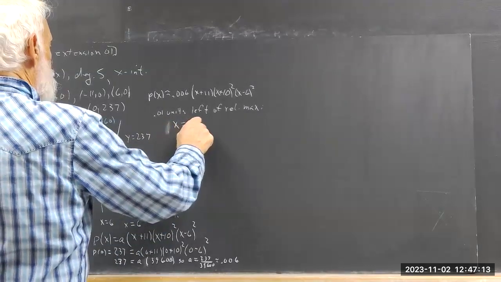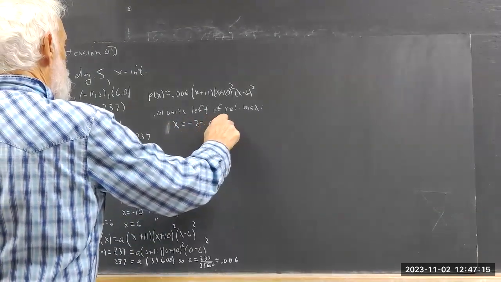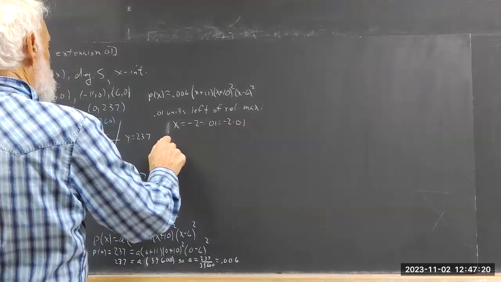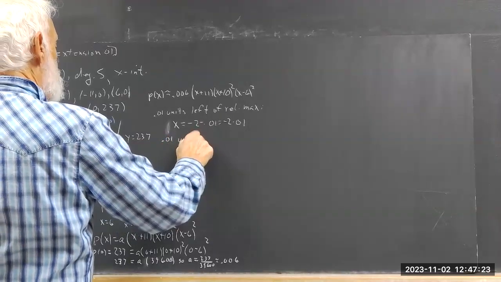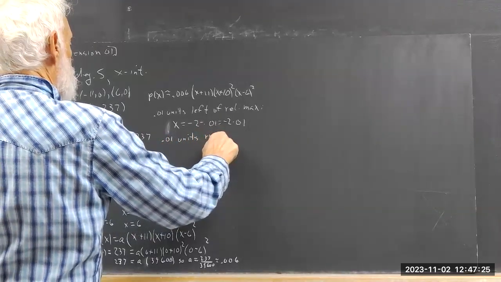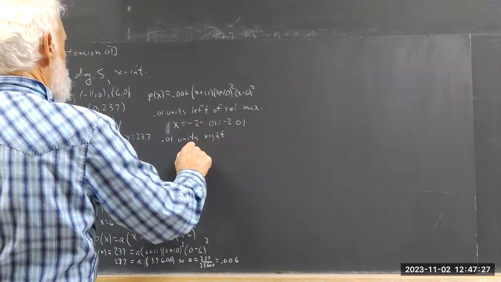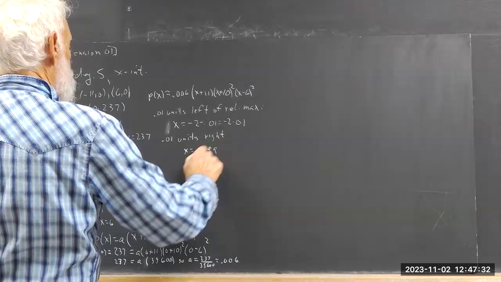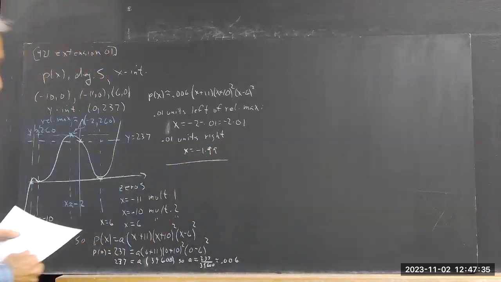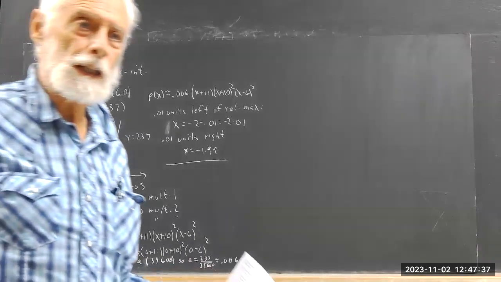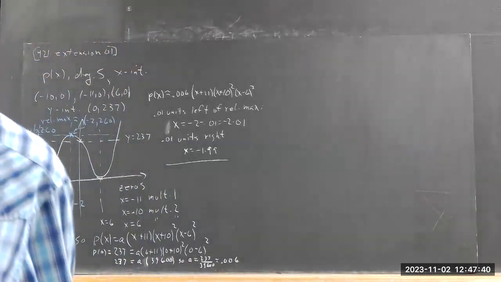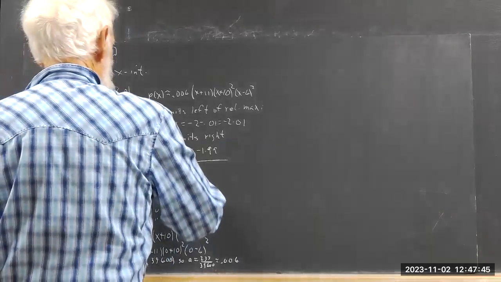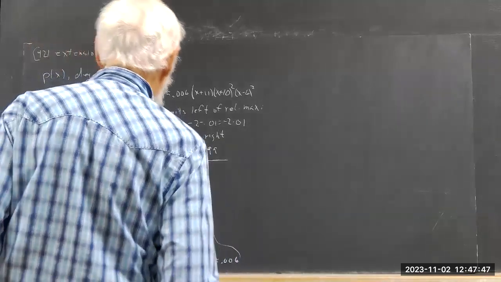X would equal -2 minus 0.01 equals -2.01. 0.01 units to the right, x would be -1.99. Now, this is where you need a calculator, and I can't really do this very quickly in my head. The numbers are just too hard, too much to keep track of, too hard to approximate.